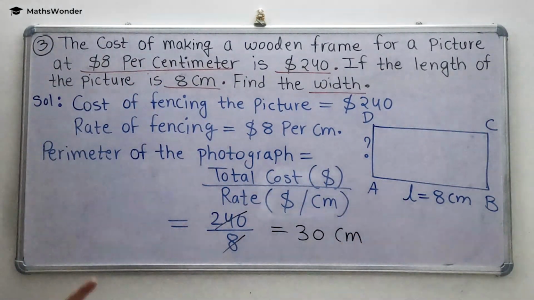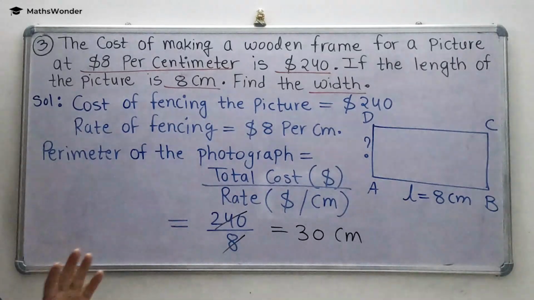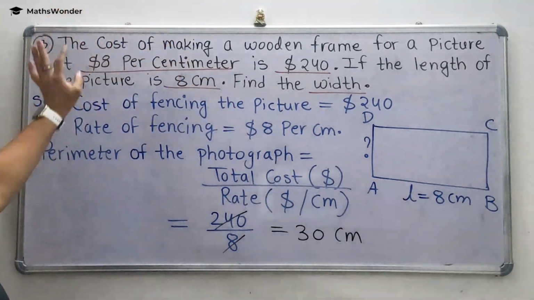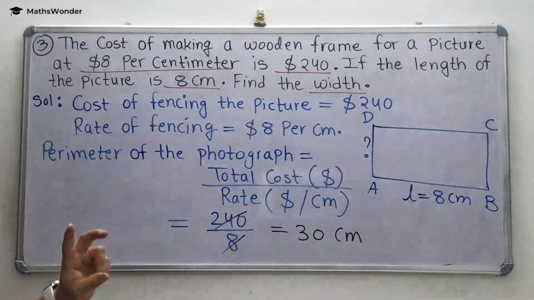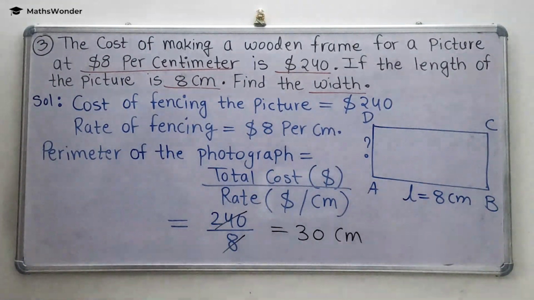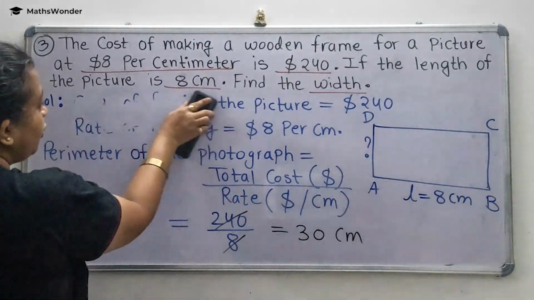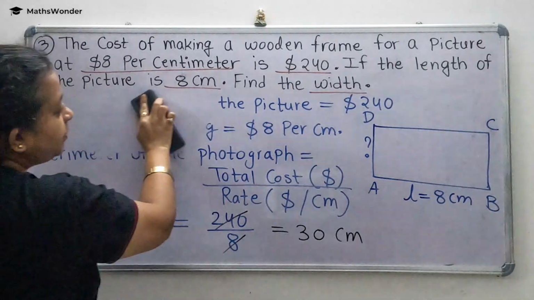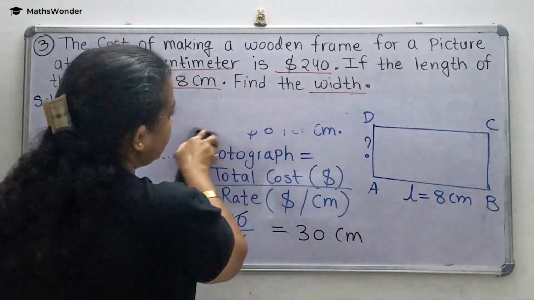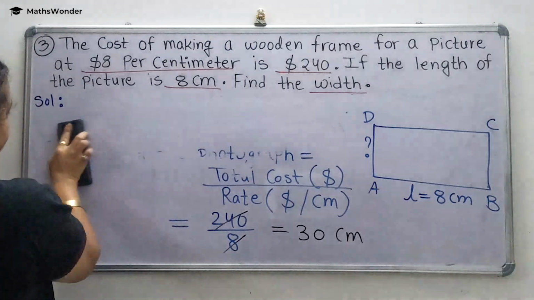Always check that all the units must be the same, because here it is given in centimeters, here it is given in centimeters, everything is given in centimeters. If any unit is different, first make it the same unit, then continue the question. Okay, so 30 is your perimeter, 30 centimeters. Now we have the perimeter. Now the next part of the question, how will you find the width, because we have the length, we have the perimeter, right? Now only the width we need to find.